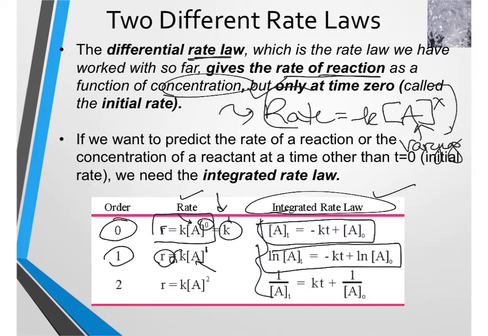If the differential rate law was second order, exponent of 2, then the rate is proportional to A squared, concentration squared. And check out the integrated rate law. We're going to go into detail about each of them, but at this point I just want you to notice that each one of them has the variable time in it. And all of them also have the initial concentration of the reactant. That's what this little 0 means, initial. And then the concentration of the reactant at whatever time you're interested in.